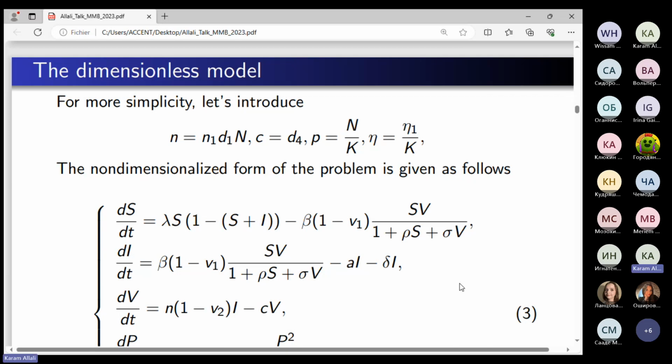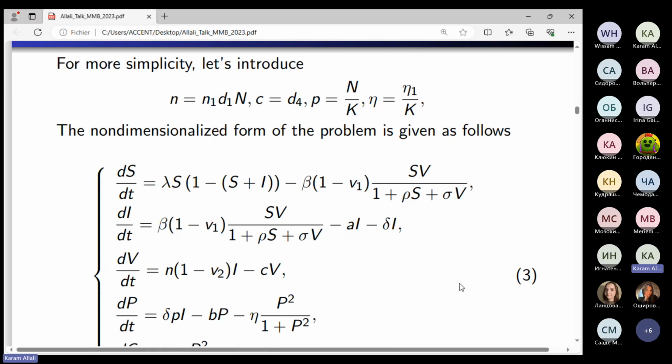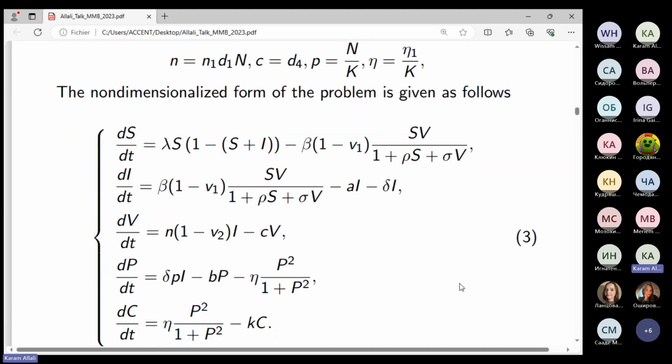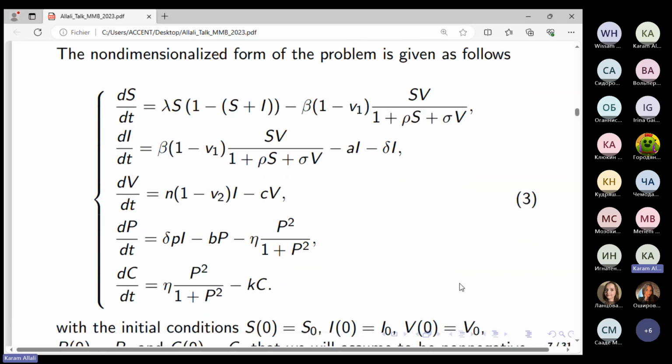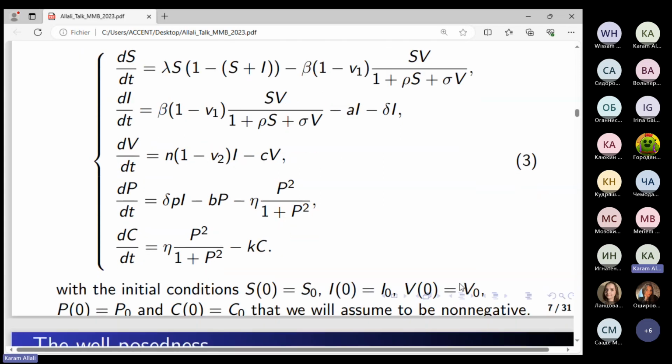So for more simplicity, we introduce some other parameters, and we omit the indexes in order to facilitate the manner how we write the new model. So the new model is given by this new form with some initial conditions for S, I, V, P, and C that we will assume to be non-negative. So we assume that the initial conditions are non-negative.